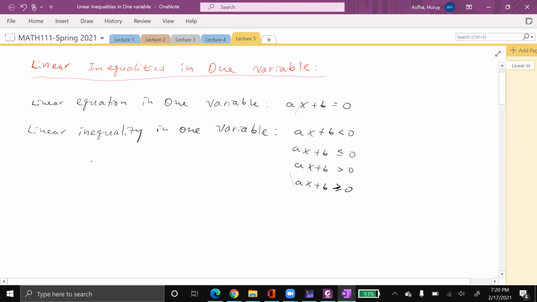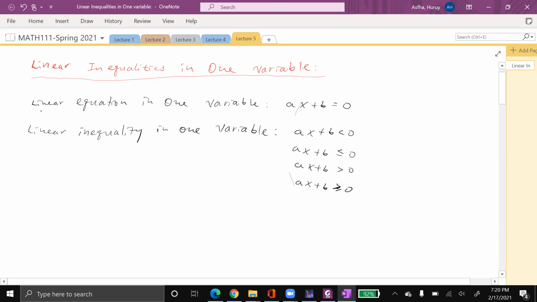Hi everyone, welcome to lecture 5. In this lecture, we will talk about inequalities and how to solve inequalities in one variable. But before we start how to solve inequalities, we have to look at what an inequality is and what the properties of an inequality are.